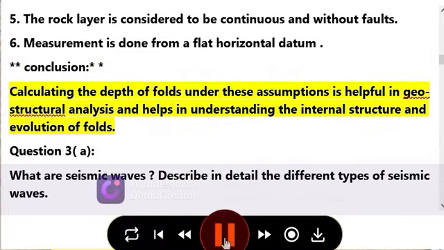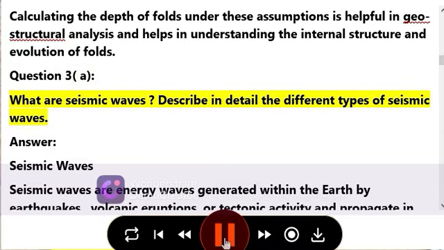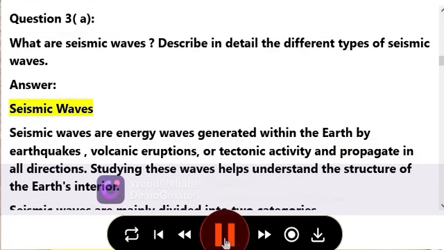Conclusion. Calculating the depth of folds under these assumptions is helpful in geostructural analysis and helps in understanding the internal structure and evolution of folds. Question 3. A. What are seismic waves? Describe in detail the different types of seismic waves.